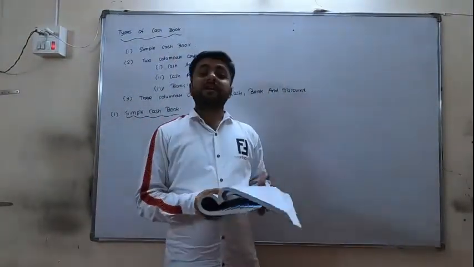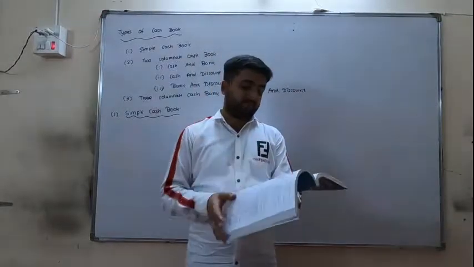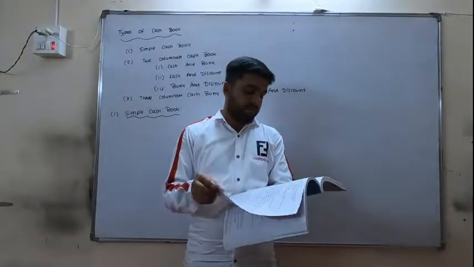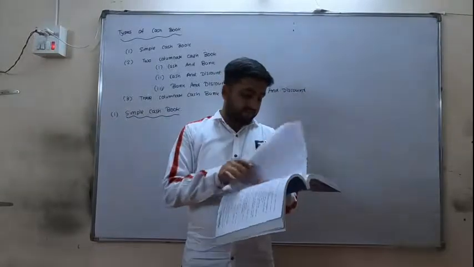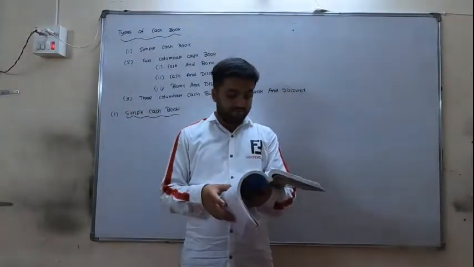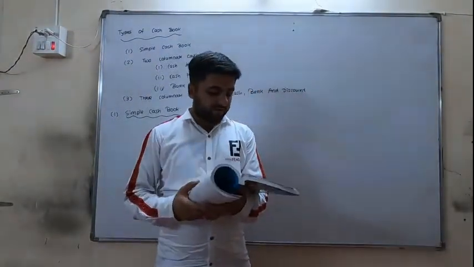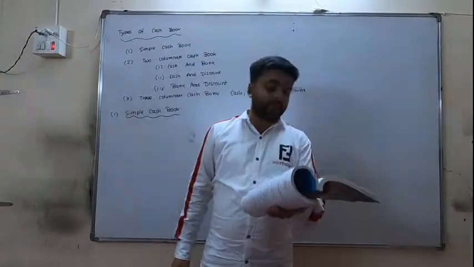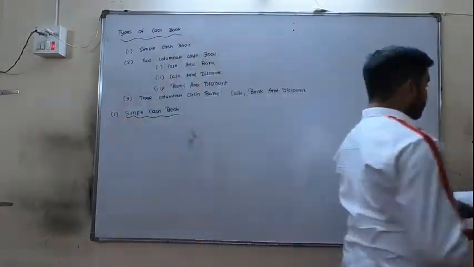Okay, now we are starting a sum. On page number 184, record the following transactions in the cash book of Prapti. On page number 184, third sum.